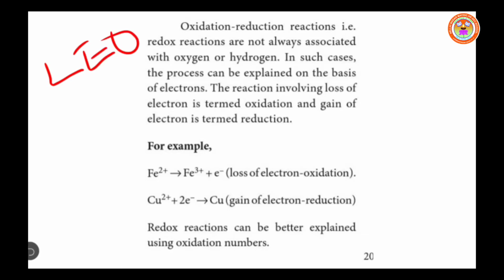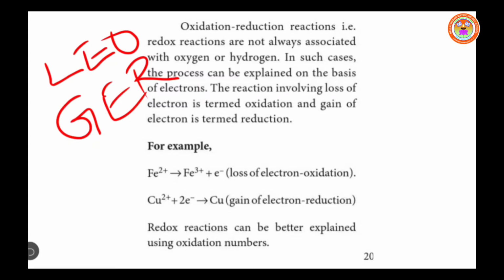Then reduction, the opposite reaction, is the definition of reduction. So what is reduction in terms of the electronic concept? Gain of electron is called reduction, that is GER. How to remember shortly? GER means gain of electron reduction. Understand, children?